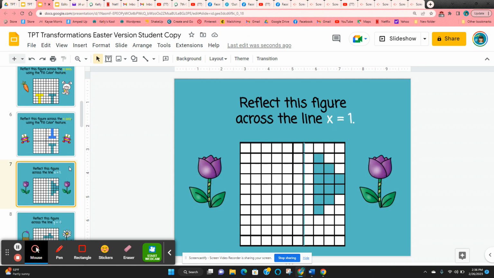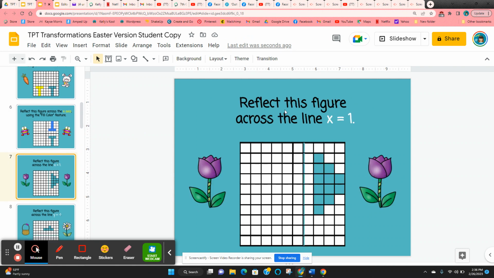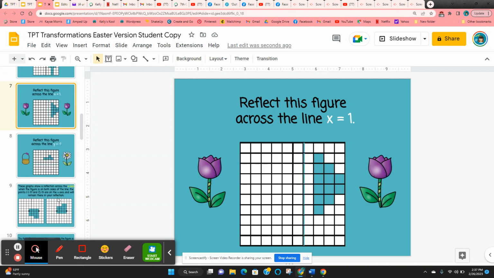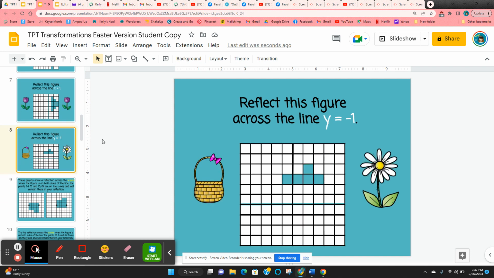So they've got a few more. This figure is reflected across the line x equals 1. So it's going to be equal distance from the line, but a mirror image. Then they're going to reflect across the line y equals -1.